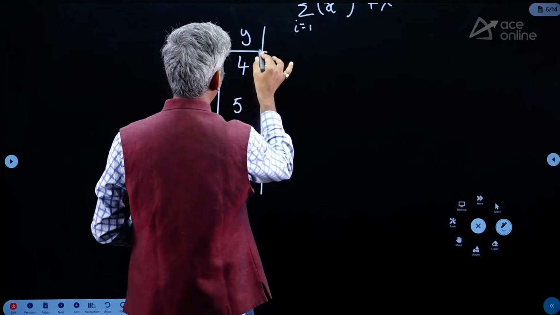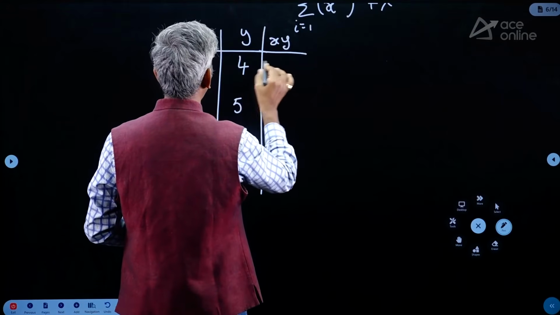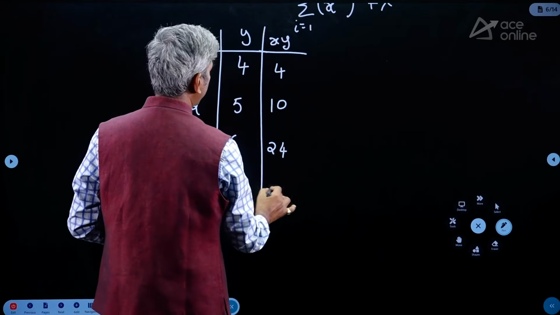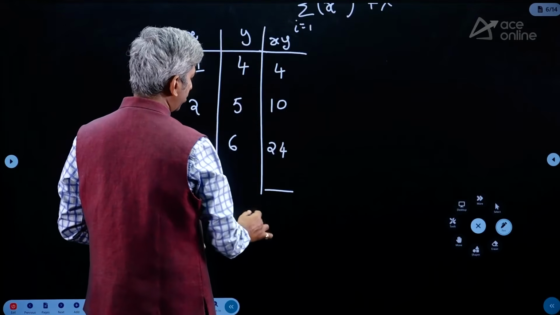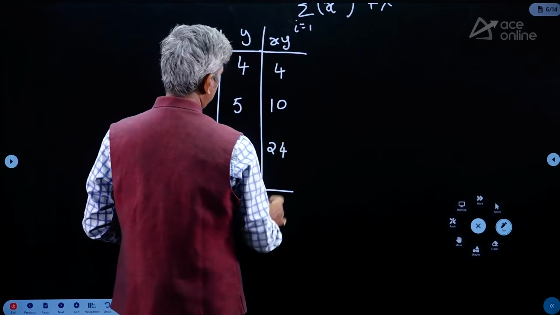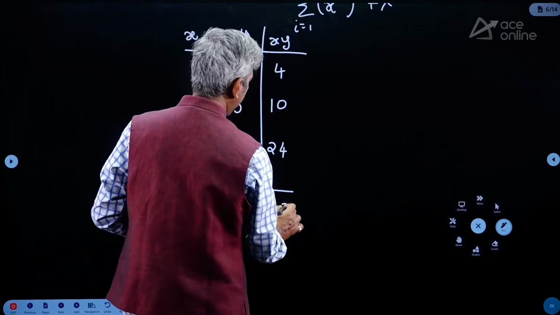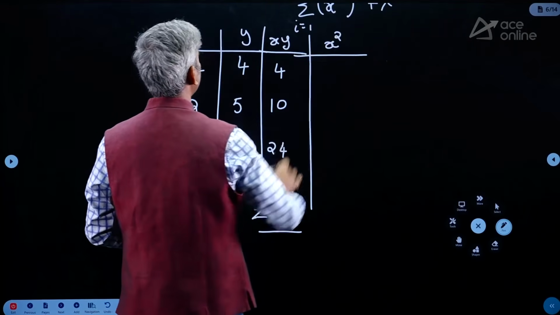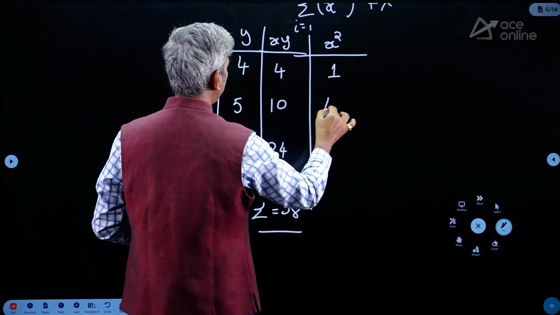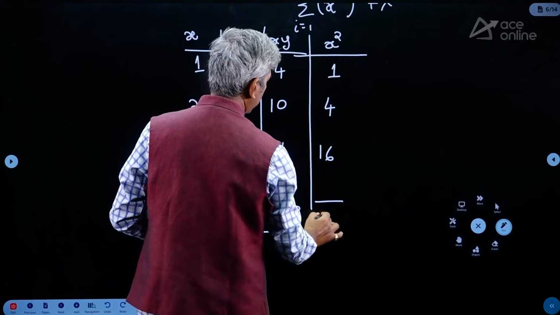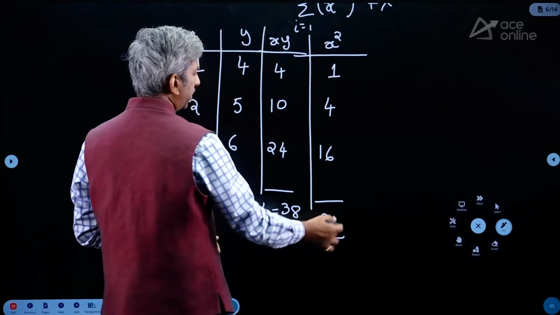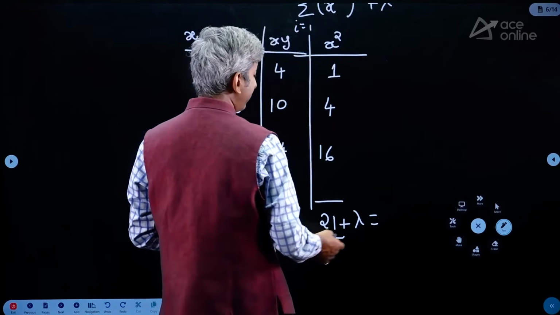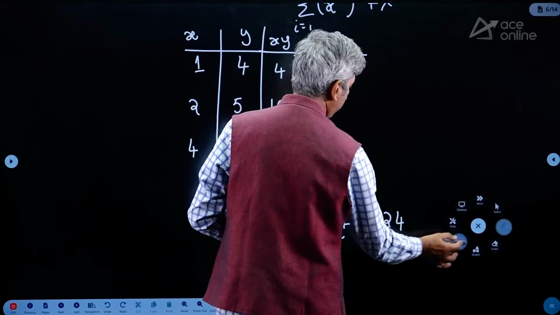So the numerator would be x multiplied with y: 4 times 2 is 8... 2 multiplied with 5 is 10, and 6 multiplied with 4 is 24. So the numerator would be the summation of these values, and that summation is equal to 38. Then we need xi square. So 1 square is 1, 2 square is 4, 4 square is 16. So this value is 21. To this, you need to add the lambda value. So 21 plus lambda, which is given as 3, is 24.